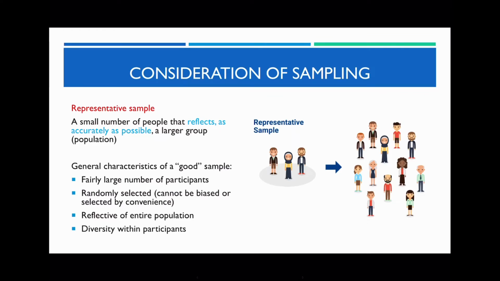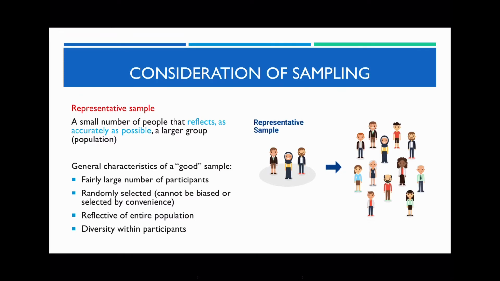So one of the ways we can determine whether the results are reliable is, firstly, it needs to have a fairly large number of participants. Obviously, the fewer participants in your study, the less reliable and accurate your results are going to be. It also needs to be randomly selected. So what this means is you cannot select participants because of a certain bias that you may have, or because of convenience.